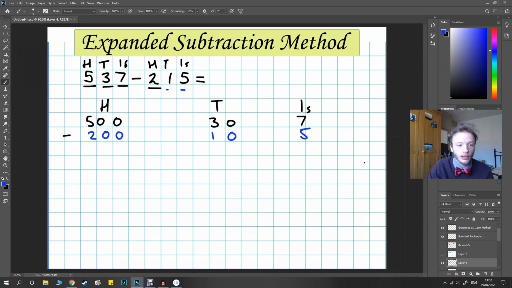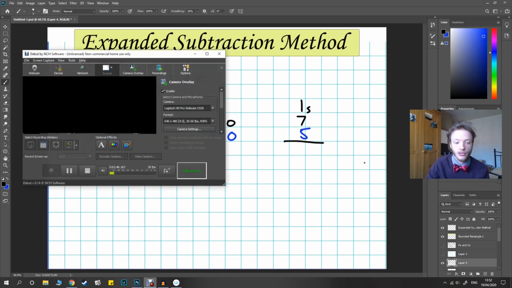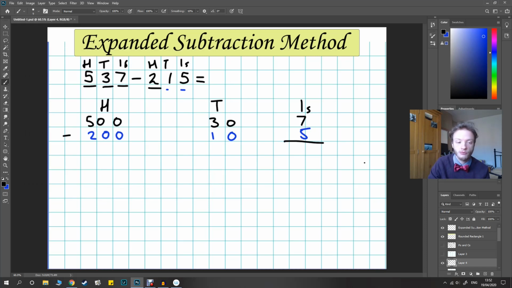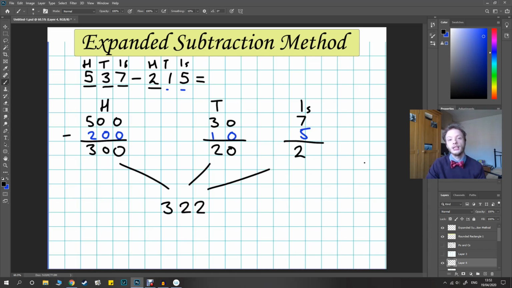Now it's all set up, I need to work out each part to start with. So I'm going to start with my ones. 7 take away 5, which is 2. I've got 30 take away 10 is 20, and 500 take away 200, which is 300. Now because we've partitioned it, we have to put it back together. So I've got 320 and 2, 322. Nice and straightforward.